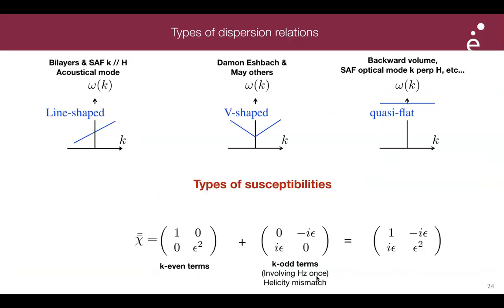Okay, so let me cast the dispersion relations schematically in three categories. V-shaped dispersion relations have been studied for years in the Damon-Eshbach situation, but there are many others. Sorry for the typo here. Then there are other situations in which the dispersion relation is quasi-flat. That's, for instance, in the backward volume situation, where it's not flat, but the slope is small.